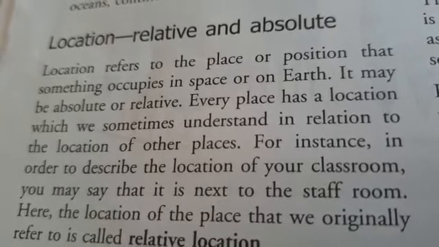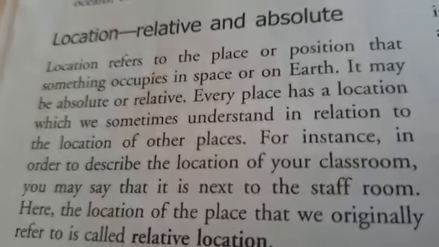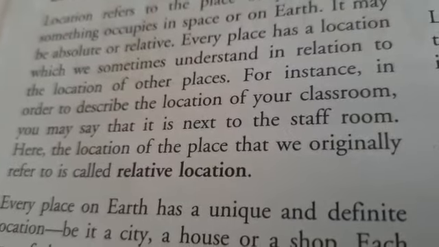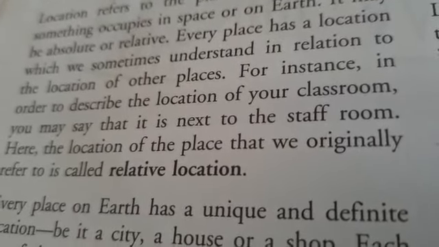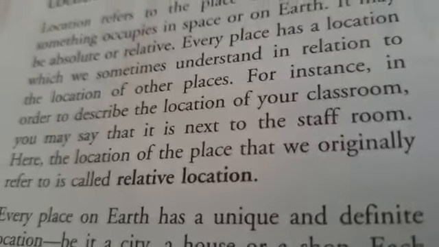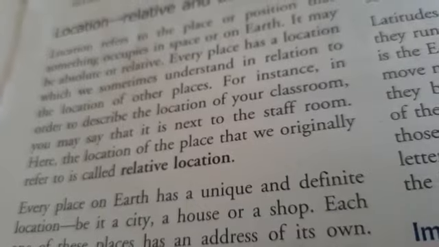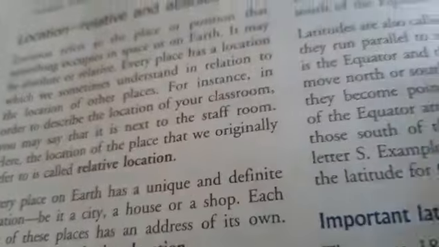Every place has a location, which we sometimes understand in relation to the location of other places. For instance, in order to describe the location of your classroom, you may say that it is next to the staff room. Here, the location of the place that we originally referred to is called relative location.